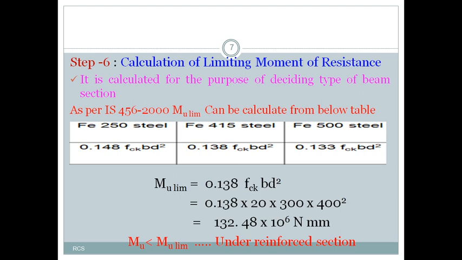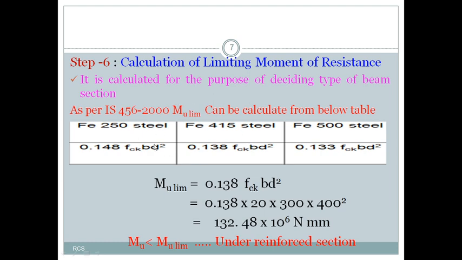Say we have Mu equal to Mu limit, then we can call it a balanced section. If Mu is less than Mu limit, then we can call it an under reinforced section, and if Mu is greater than Mu limit, then I can call it an over reinforced section. So let's see what type of section ours is, based on the data given.